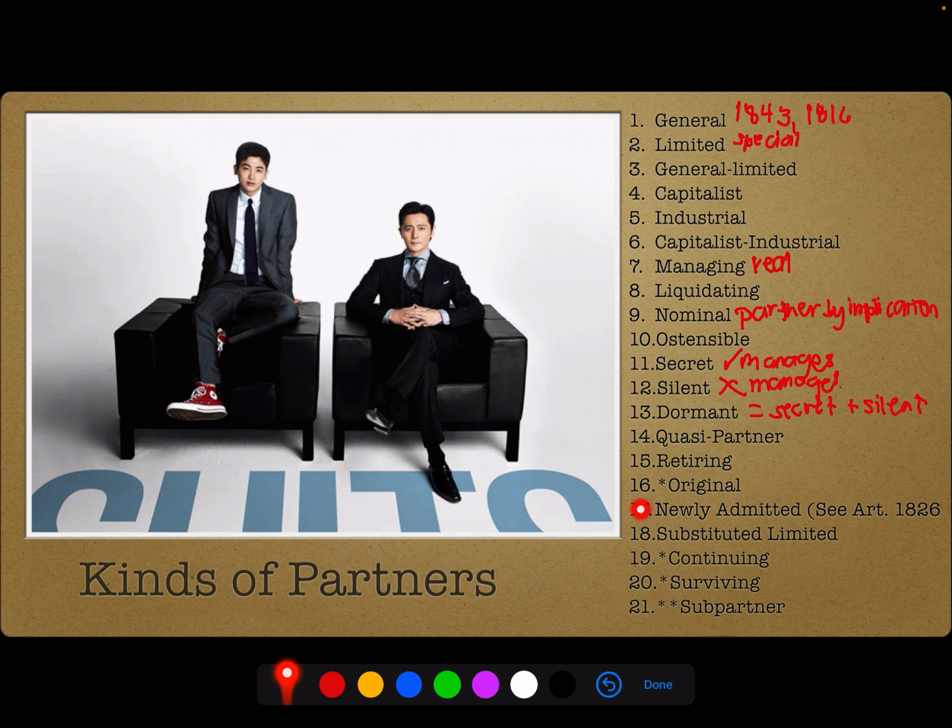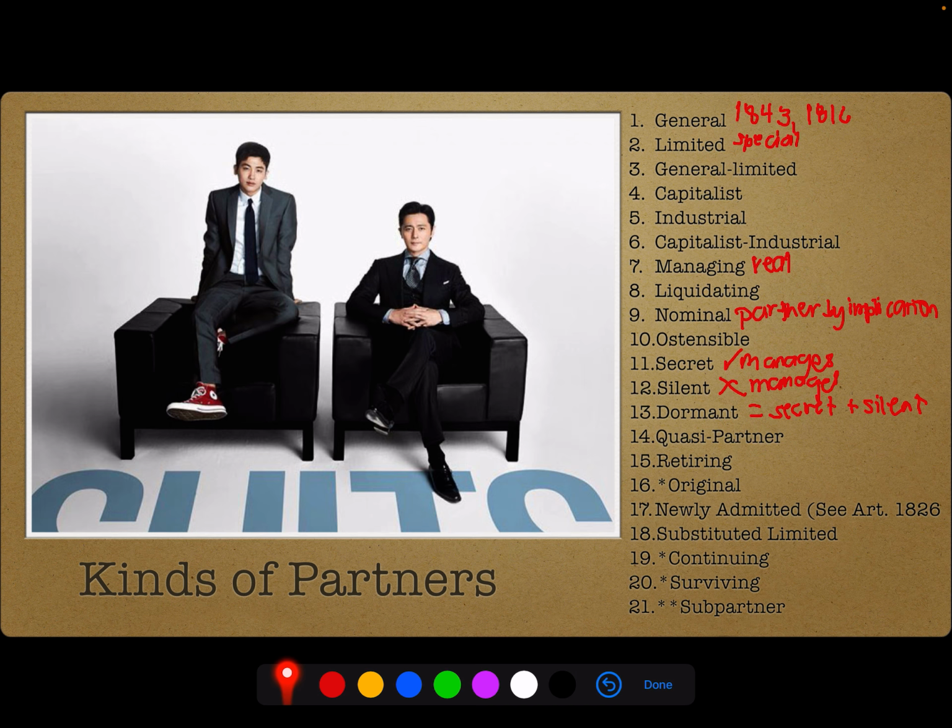And opposite an original partner is a newly admitted partner. If you look at Article 1826, a person admitted as a partner into an existing partnership, meaning admitted after it was created, is liable for all the obligations of the partnership arising before his admission, as though he had been a partner, except that this newly admitted partner's liability shall be only out of partnership property, unless there is a stipulation to the contrary.